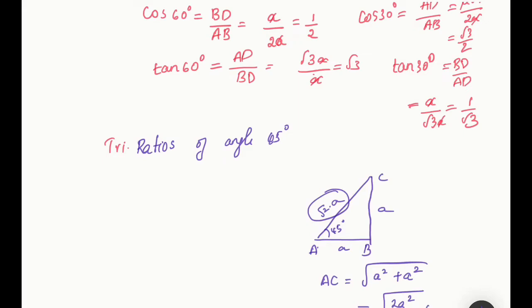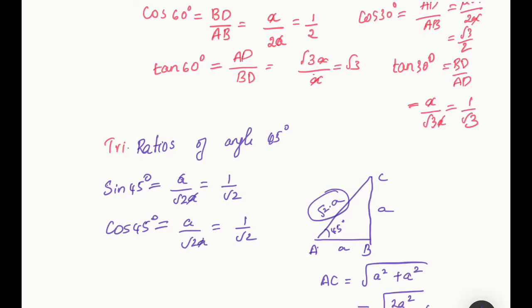Okay. So using this again, sine 45, both the sides are 45 degree, right? Sine 45 is equal to opposite by hypotenuse, perpendicular by hypotenuse, A by root 2A. It's equal to 1 by root 2. Again, cos 45 is also, again base is this, right? So A by root 2A, that's equal to 1 by root 2.